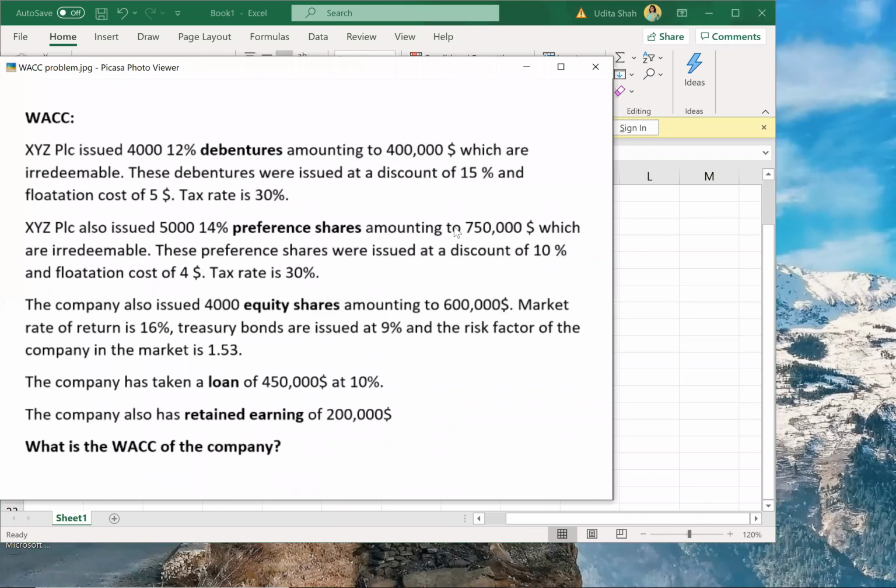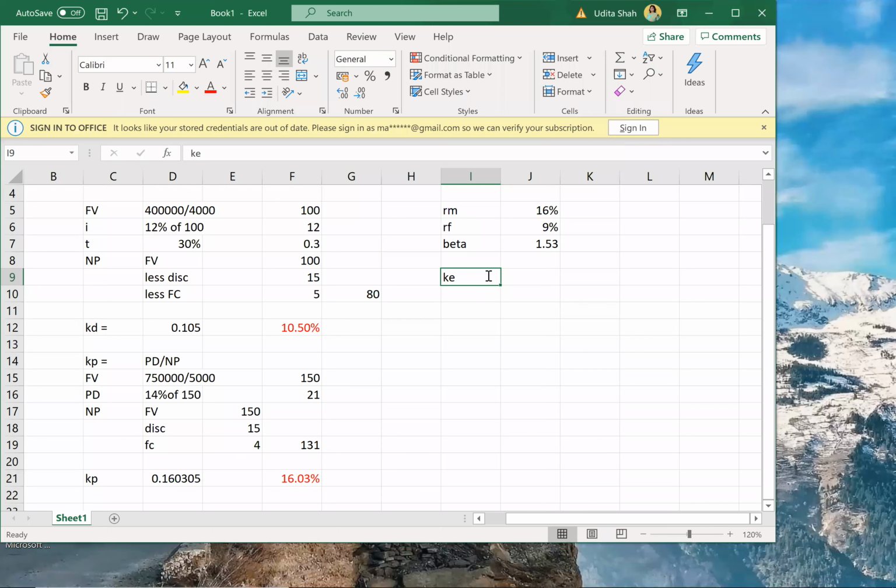Risk factor of the company in the market, that is your beta. Beta is how much? Beta is 1.53. Okay. So what is the formula for K? K equal to RF plus beta into RM minus RF. So RF is 9% plus beta 1.53 into 16 minus 9.